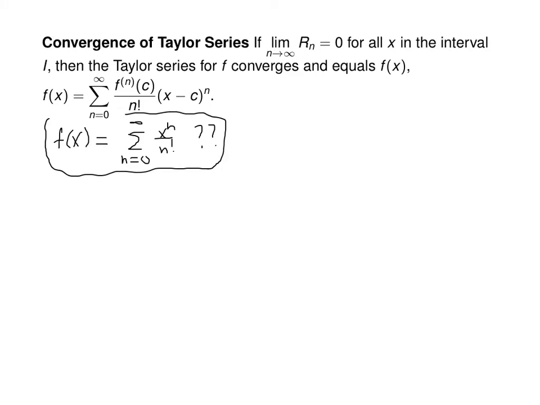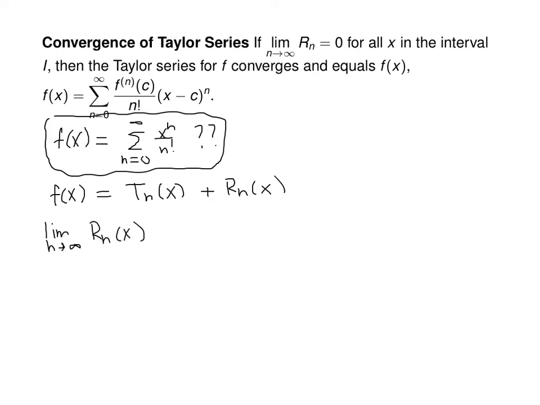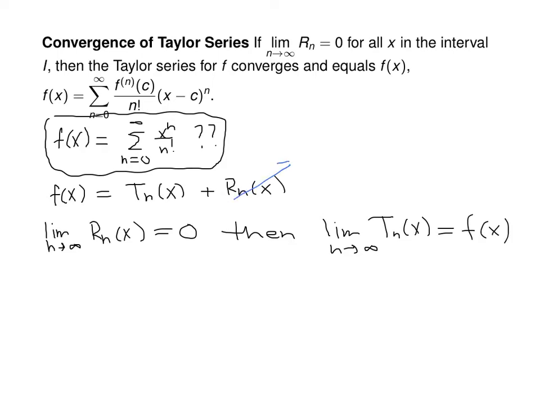What we can think about here is that we can think about the function f of x as being composed of an nth Taylor polynomial plus some remainder. And as long as we can show that the limit as n goes to infinity of that remainder is equal to 0, then that tells us that the limit as n goes to infinity of the Taylor polynomial will have to equal f of x, because as n goes to infinity, this piece will have to go to 0.